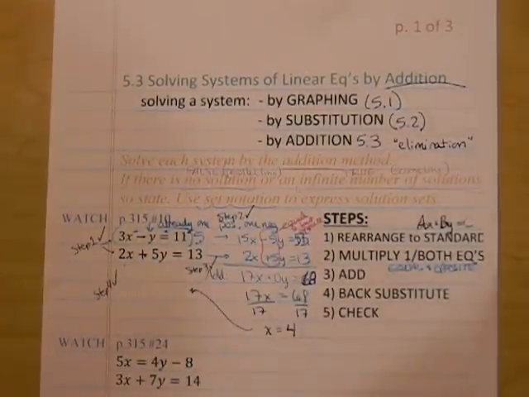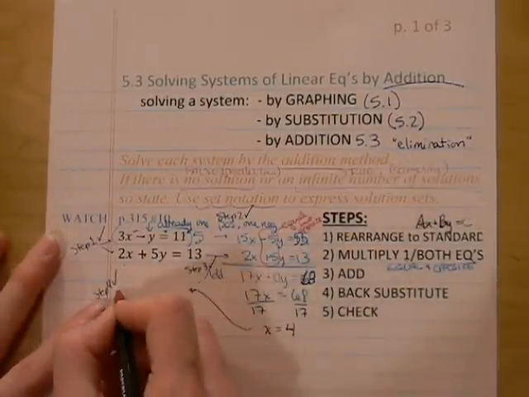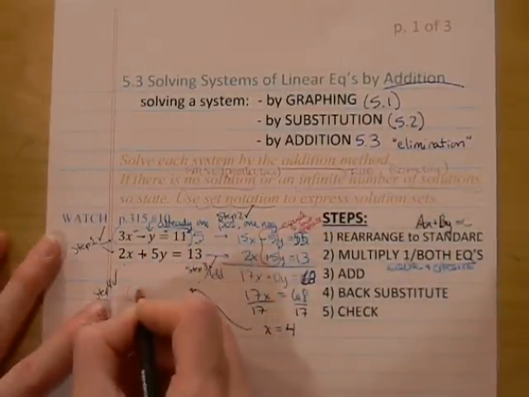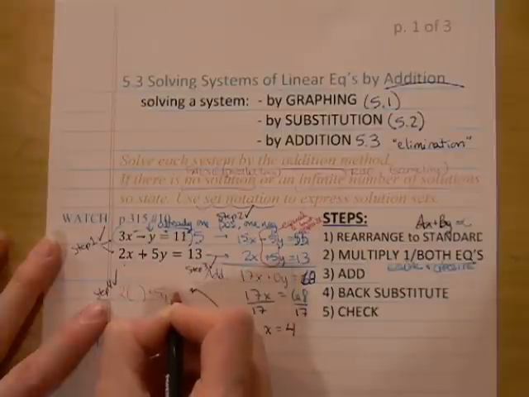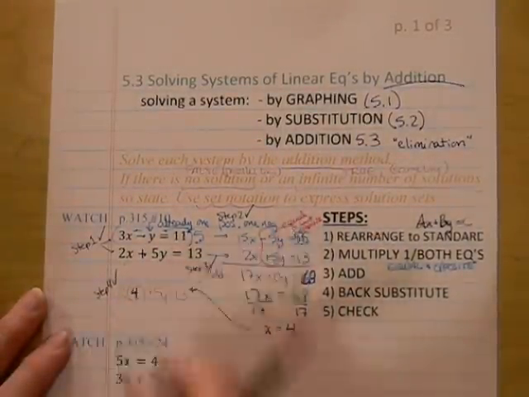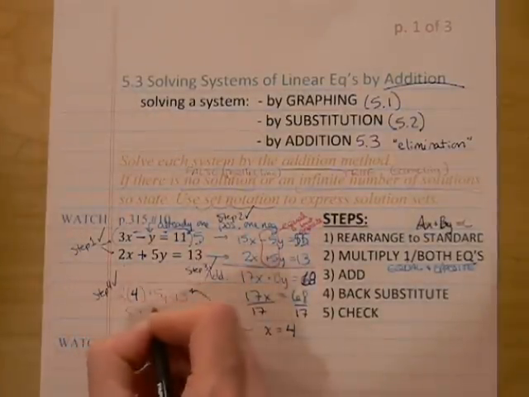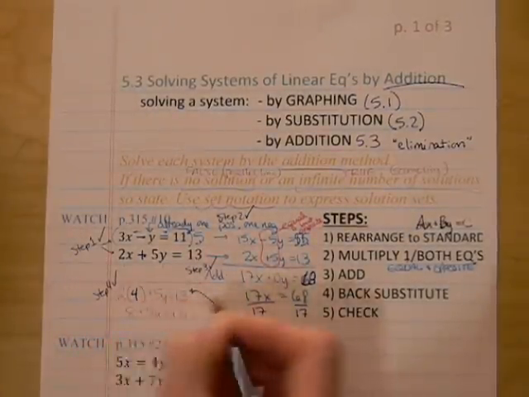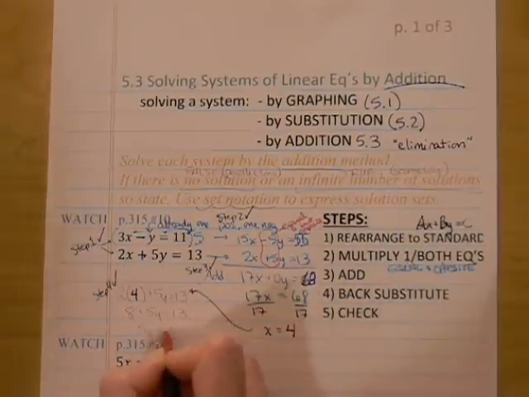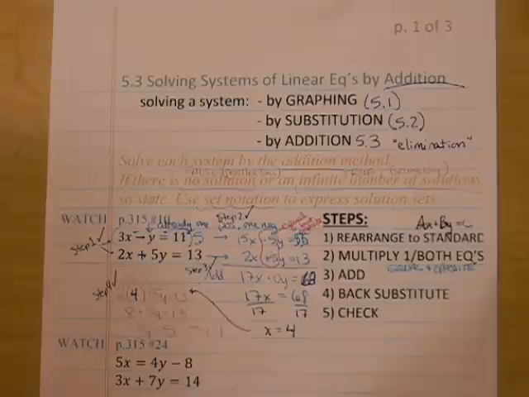We'll go ahead and use the bottom equation. Again, it really doesn't matter which one, but 2 times x plus 5y equals 13. Go ahead and take that 4 value, put it in. That gives us 8 plus 5y equals 13. Subtract both sides by 8. 5y equals 5. Divide by 5. Y equals 1. Check that in both equations.